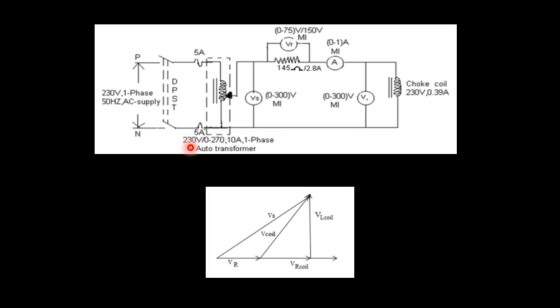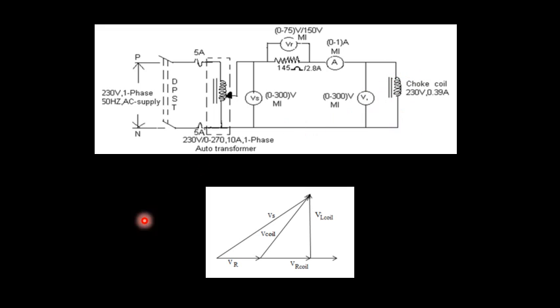The auto transformer is rated for 230 volts. You can take different readings, say 80 volts, 120 volts, 130 volts, and so on. Once you change the auto transformer position from the minimum to the maximum, you can measure three distinct voltmeter readings. One is the source voltage Vs, another is VR, the voltage appearing across this resistance, and the third is the voltage appearing across this choke coil.